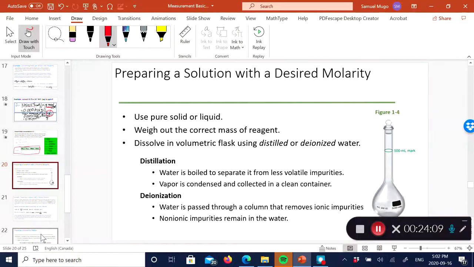So I've just explained how you prepare a solution with the desired molarity. Typically, you take the solid, weigh out the mass of the reagent that you need, and dissolve it in the volumetric flask, often using deionized water. In some cases, you can use distilled water, but in most cases, you use deionized water. Deionized water means all the ions have been removed from the water, whereas distilled water just means you've distilled the water, and the ions still remain.